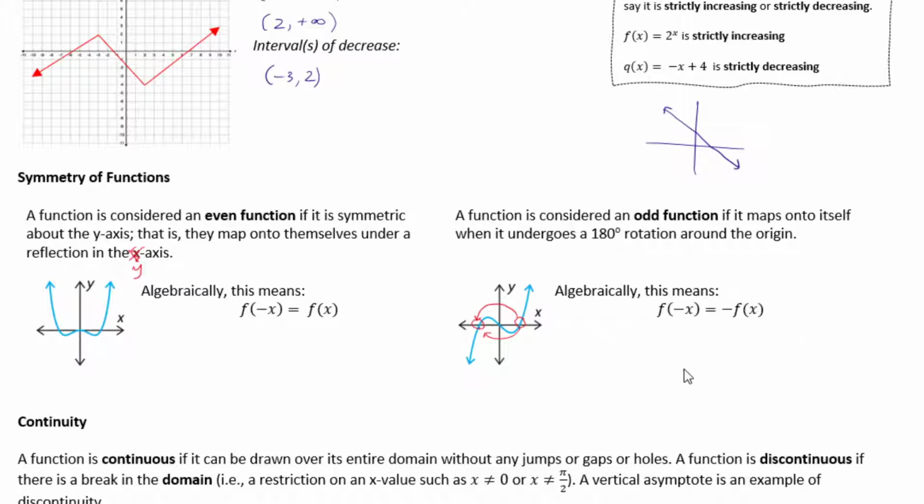And this is what we use to determine algebraically if the function is odd. F at negative x is equal to negative f at x.